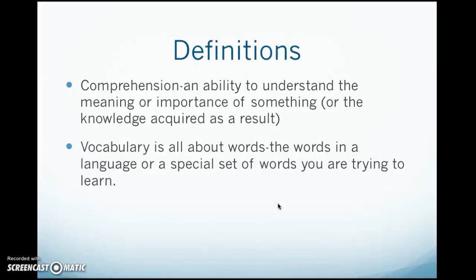So before we get started on the strategies, we're going to take a moment to discuss the definitions. Basically, reading comprehension is an ability to understand the meaning or importance of something. So students reading something have to be able to understand what it means and how it's important. And vocabulary is all about words. The words in the language are a special set of words that you're trying to learn. And of course, those two things are very closely related to each other when it comes to reading instruction, because you have to know the vocabulary in order to comprehend what you're reading.